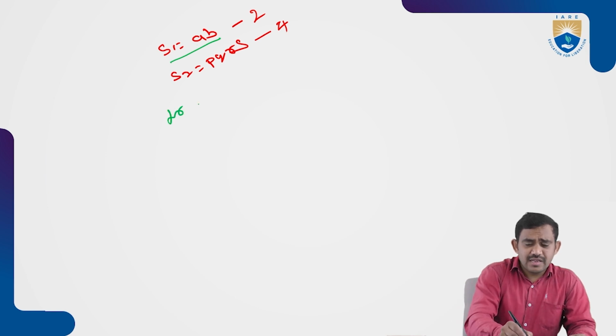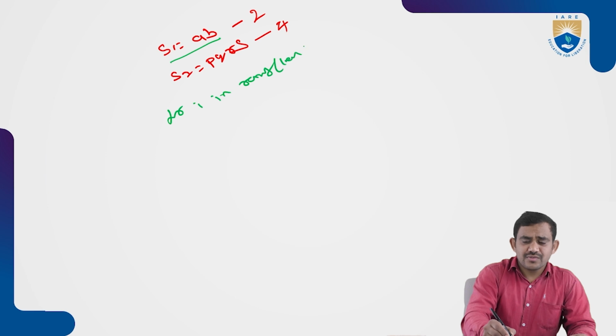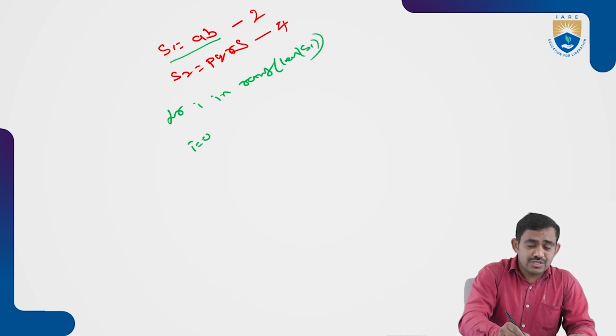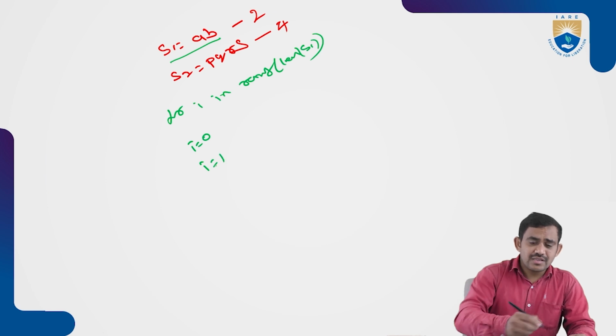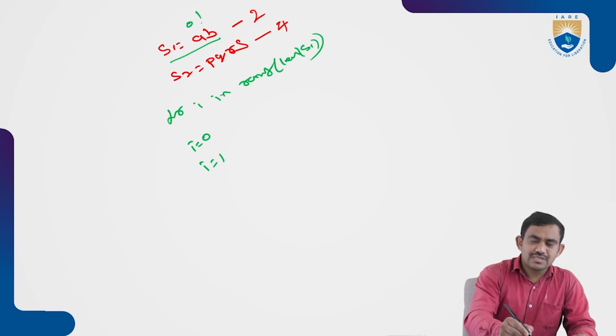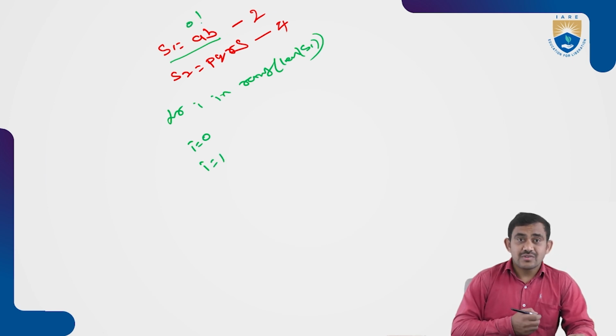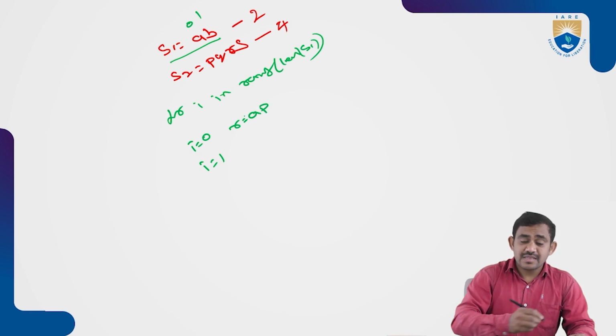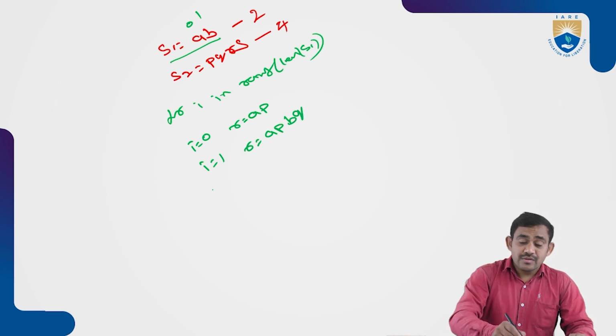So I will write for i in range of the length of string 1. This is my starting point. What is the i value now? i equals 0, then i equals 1. Why? Because my length is only 2, so 0th index and 1st index. Then I will add those characters. Which characters? At the 0th index, in my result first come A and P, then the 1st index characters. So the result equals AP, then B and Q. Done. Then the for loop is over.